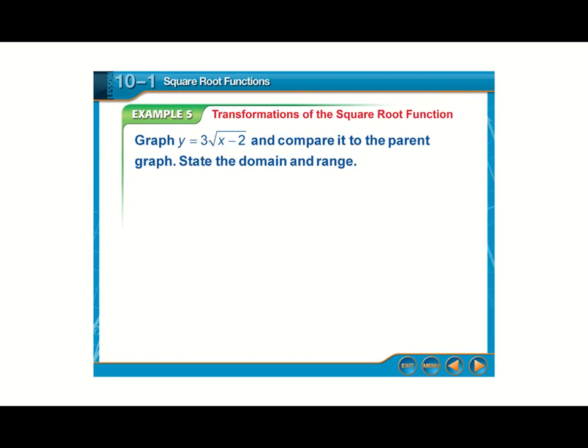So this problem says graph y equals 3 times the square root of x minus 2 and compare it to the parent function, or the parent graph. State the domain and range. Before we start graphing it, I just want to talk about the transformations taking place. The 3 is in front of the square root sign. So when a number is in front, that means either vertical stretch or vertical compression. And since the number is greater than 1, this would be a vertical stretch. The -2 is inside the square root sign, so that means it's either going to the right or the left. And if it's -2, it would be going to the right 2.